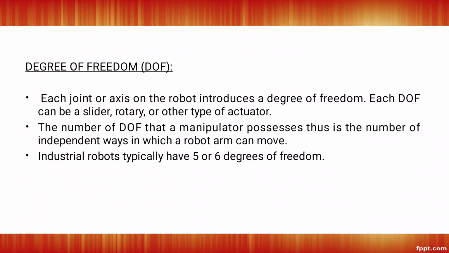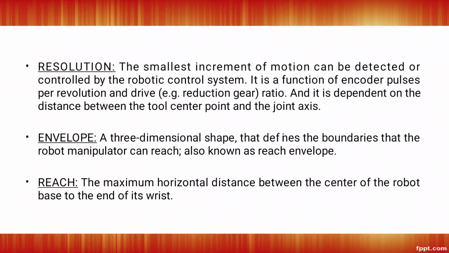Next is degree of freedom. Each joint or axis on the robot introduces a degree of freedom. Each DOF can be slider, rotary or other type of actuators. Industrial robots typically have 5 or 6 degrees of freedom. Next is resolution. The smallest increment of motion that can be detected or controlled by the robotic control system, and it is dependent on the distance between the tool center point and the joint axis.